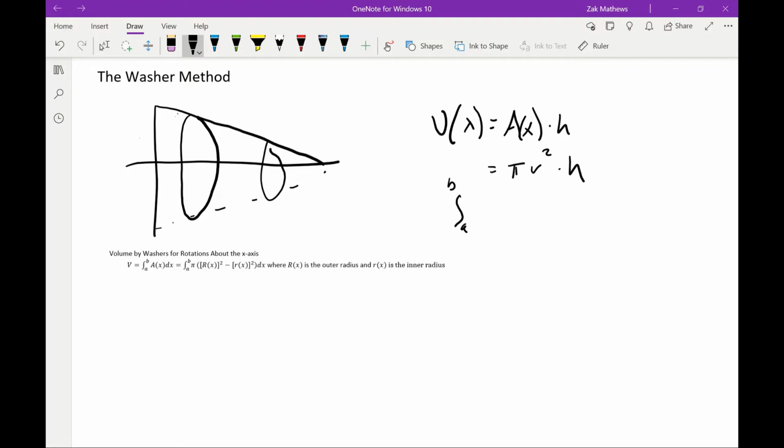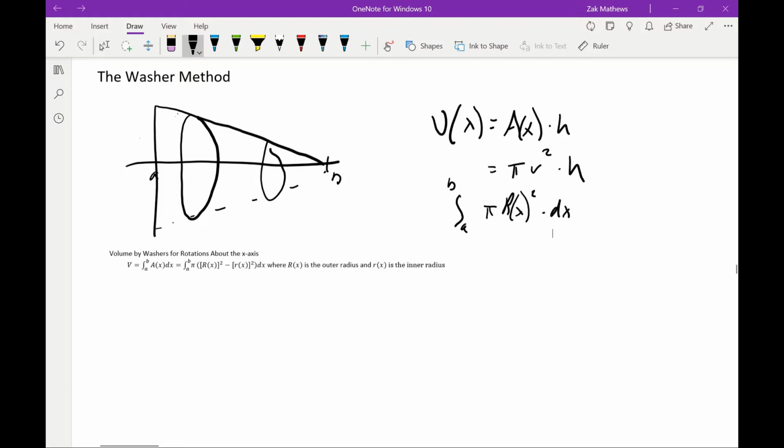We're evaluating from a to b, wherever we start to wherever we end, of pi, and then we use the radius function times the height, which was dx, and that radius function was purely just what is the function evaluated at this point, because that gives us a radius.